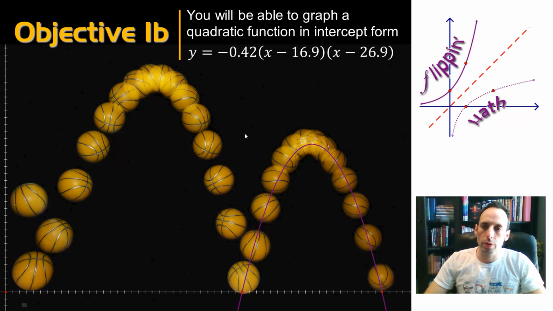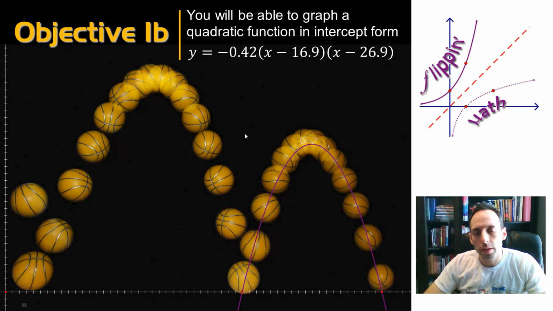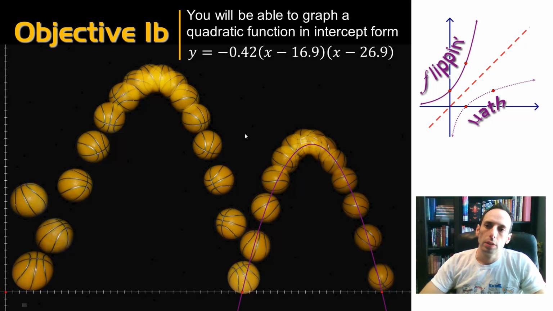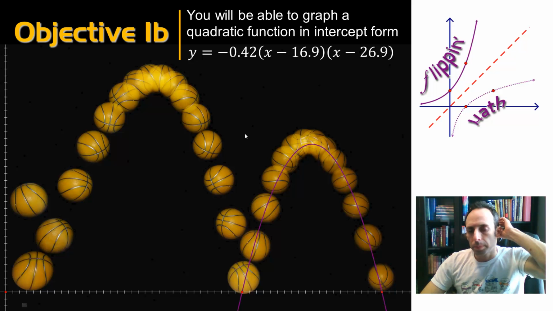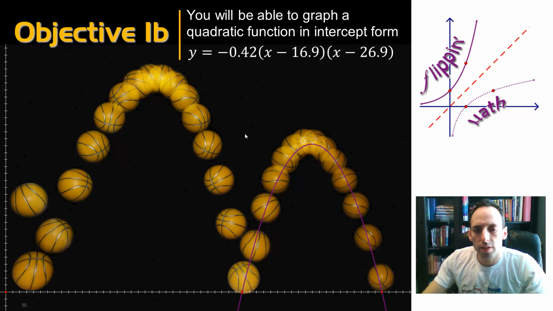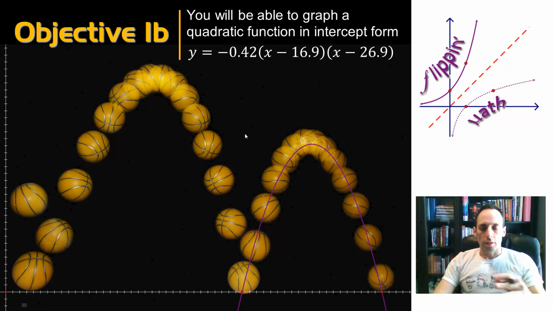Alright, so now we're on Objective 1B, the second part of Objective 1, where we are working with quadratic functions when they are in intercept form, as you can see in this picture. This picture is pretty excellent. It's a picture of a bouncing little basketball, taken at 25 frames per second and then all composited together. And you can see that it traces out a shape of a parabola.